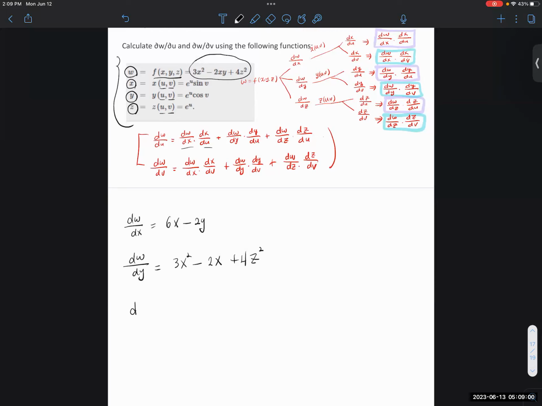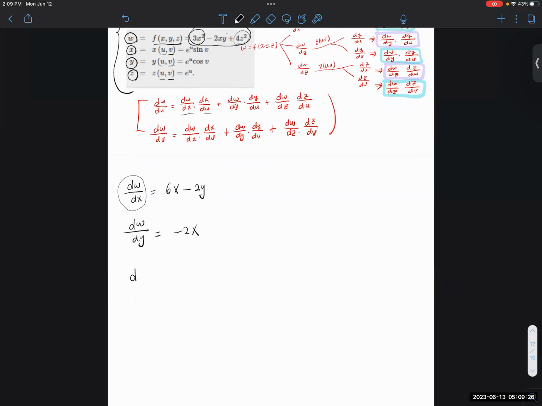So when you take the partial derivative dw over dx, okay, this is a 6x. And then the 4z, there's no x, so that's going to be 0. Same thing, I made a mistake here. This is going to be 0. Z is going to be 0. So here, this is the constant. So constant is going to be 0. The constant will be 0. So we have only 2x. Am I correct?